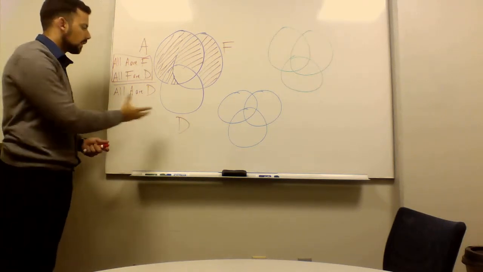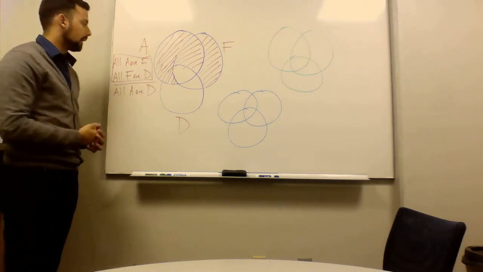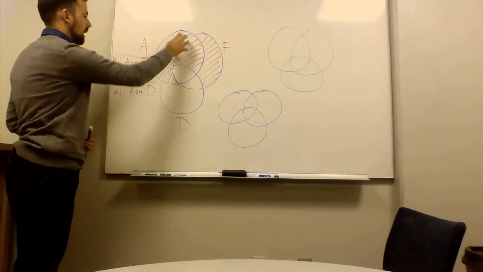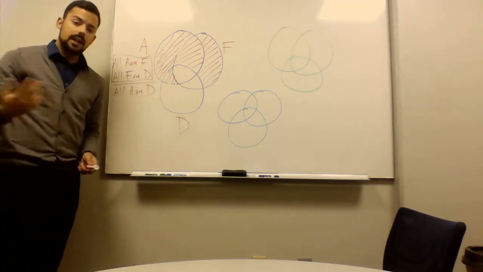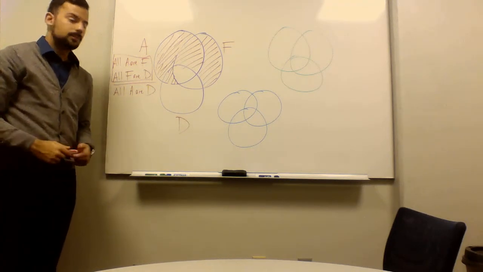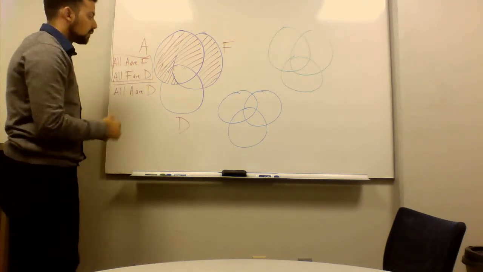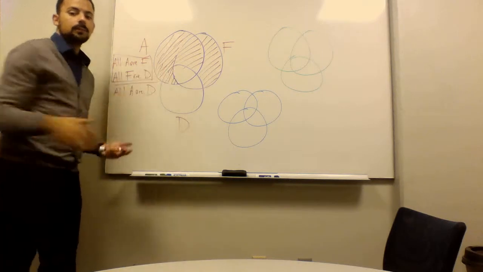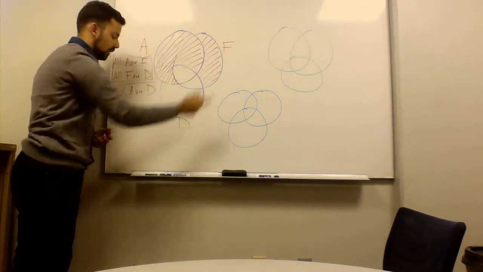Well, now let's look at our diagram here. Where do we have A's left that are in play? Well, these A's are out of the game as well as these. So this is the only area where we have A's left, right? Because we shaded the other A's out. Now, what can we say about the A's that are in here? Well, those A's are also F's and also D's.